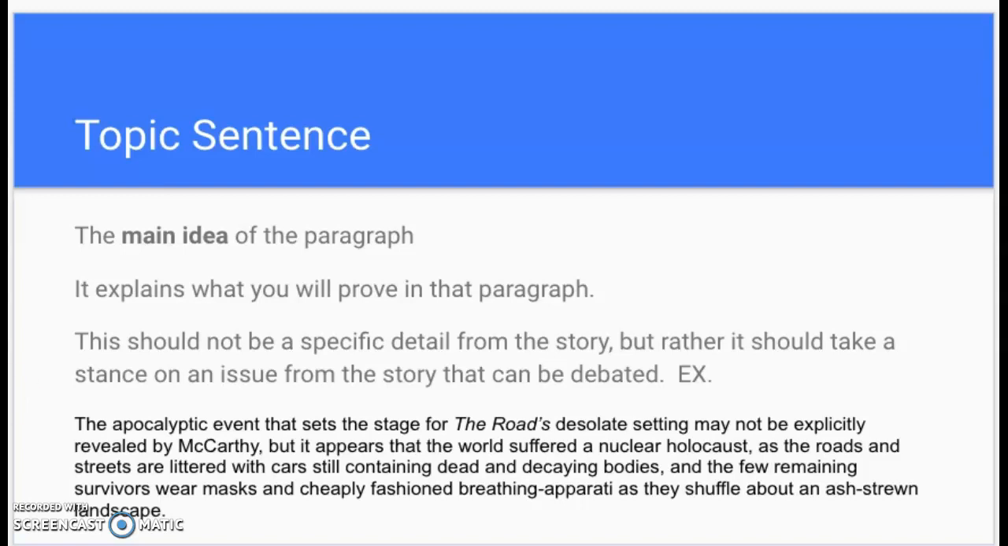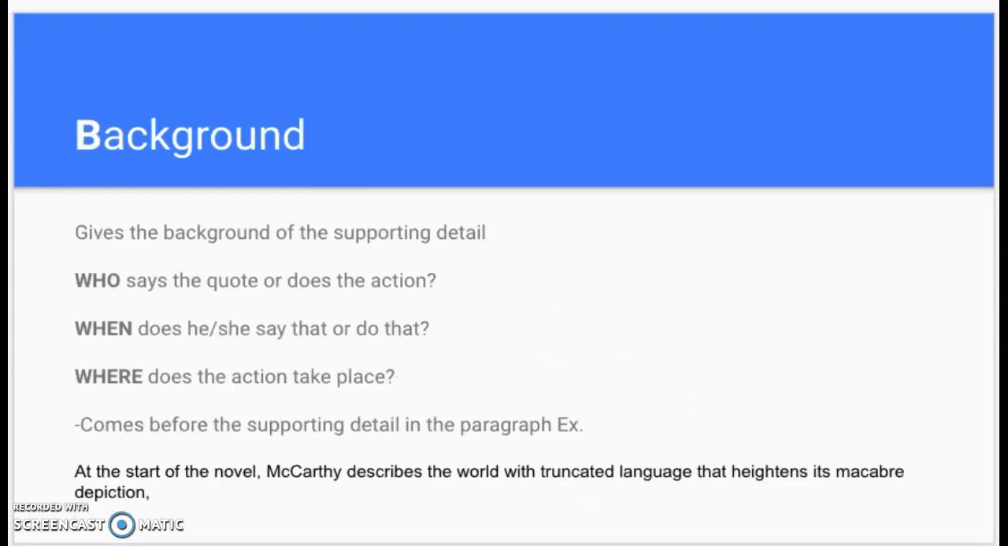After you give a topic sentence, you then give a background sentence. The background sentence isn't actually usually a full sentence. It's simply a sentence frame that sets up a quote. It's going to give the context of the quote, the context of the detail. It's going to tell me who says the quote or does the action, when that person says or does the action in the book, and where that action takes place in the book. And again, this background sentence frame is always going to come before a direct quote.